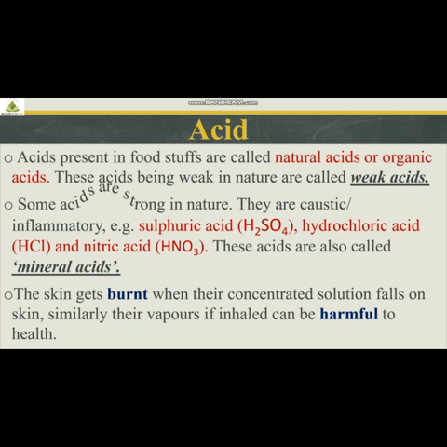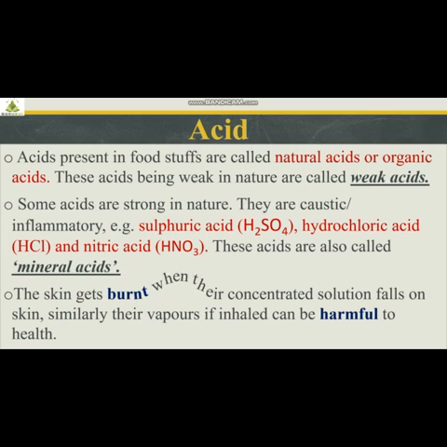Now some acids are strong in nature, so they are caustic and inflammatory. Which examples do we have? We have examples like sulfuric acid, hydrochloric acid, and nitric acid. These acids are also called mineral acids. These acids are strong acids, they are not weak.